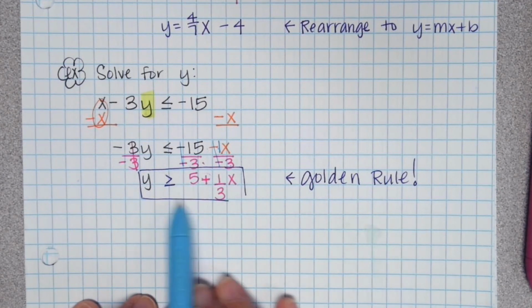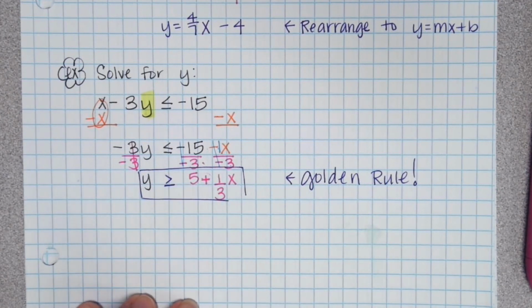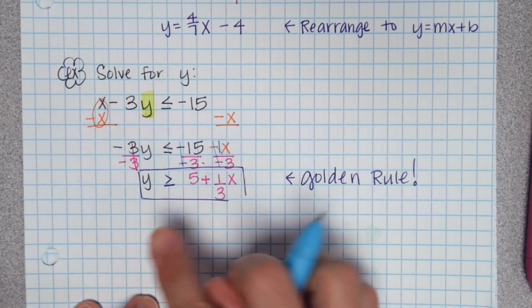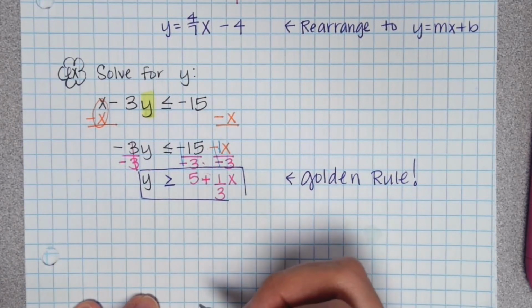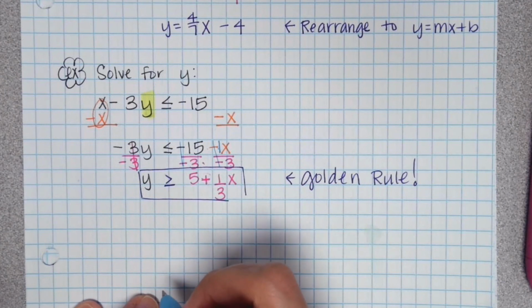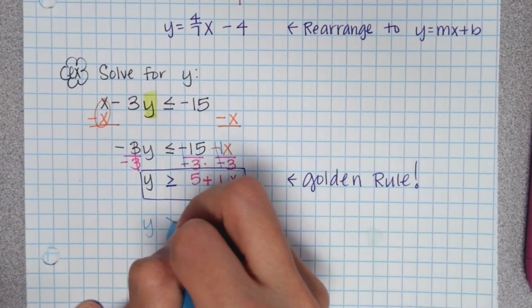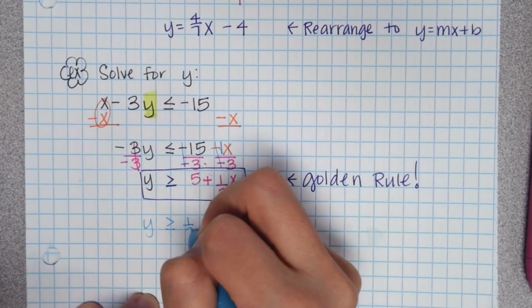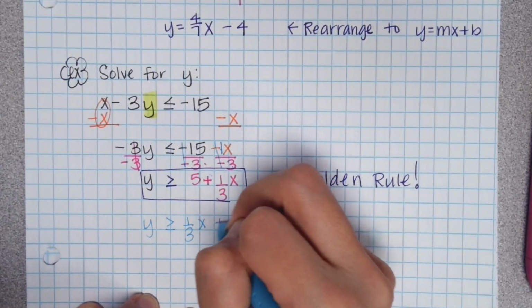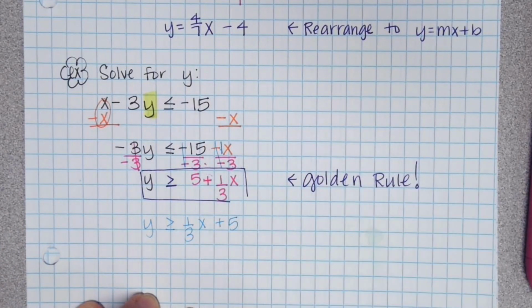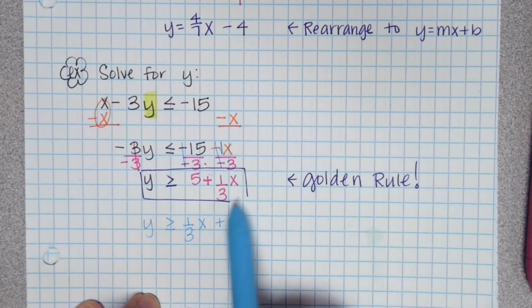Okay, so if I need to rearrange this to make it look like y equals mx plus b, what would that look like? Put the 1/3 x in front of the 5. Okay, so read me the statement. Y is greater than or equal to 1/3 x plus 5. Yep. So that's just the rearranging. Put the x in the front, put the constant in the back.